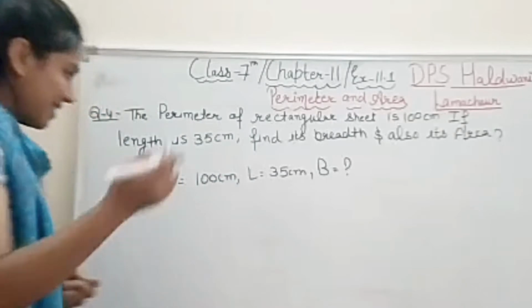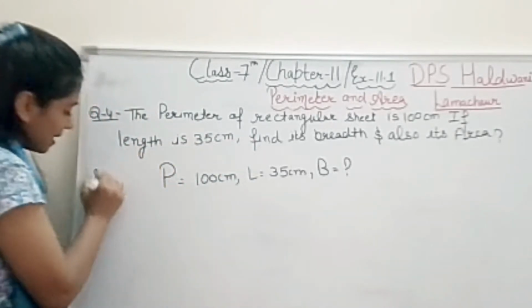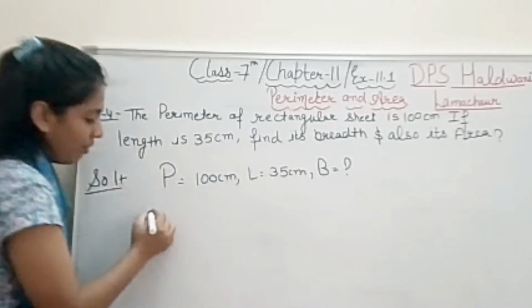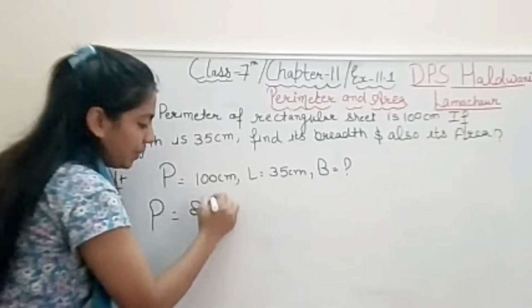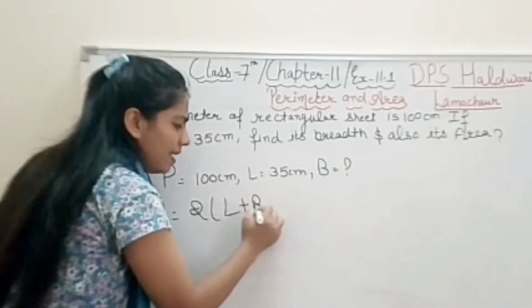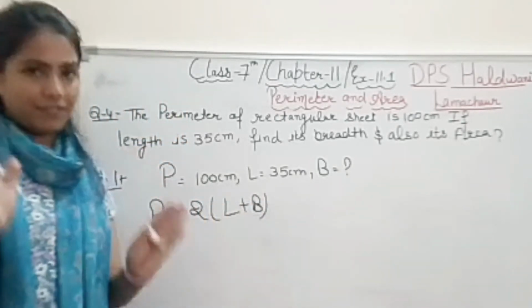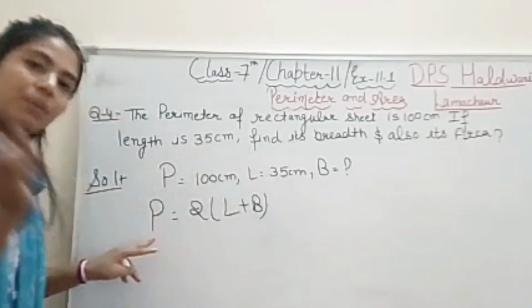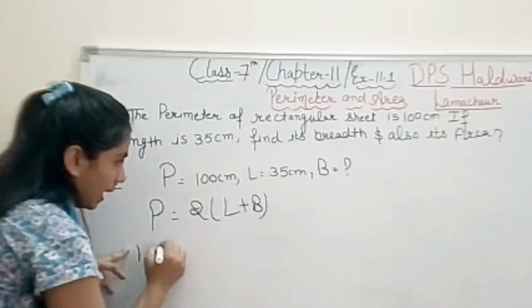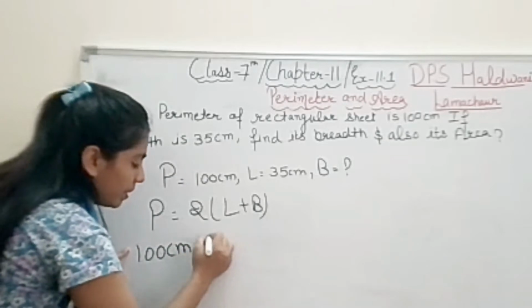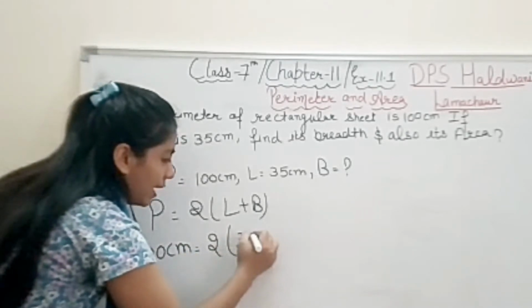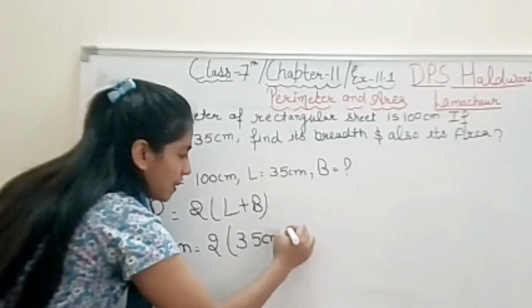Right, student? So let's start. First of all, perimeter is asked. So perimeter of a rectangle is 2 into L plus B. Always you need to write down the formula first. Then second step, put the values into the formula. 100 centimeter equals 2 into L, which is 35 centimeter, plus B.